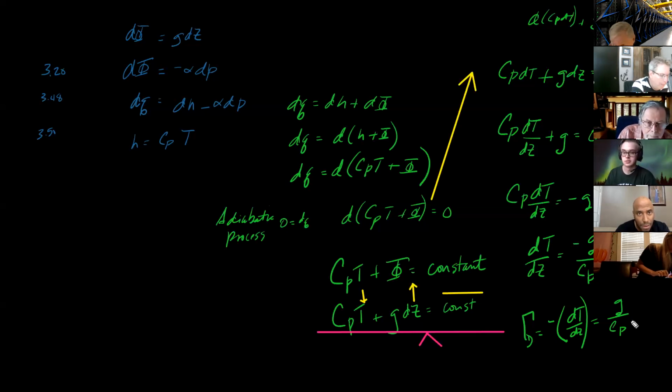What's the subscript on gamma? d. Because why is it equal to 0? It's an adiabatic process. Right, so we've implied that it's 0 in an adiabatic process, which is over here.